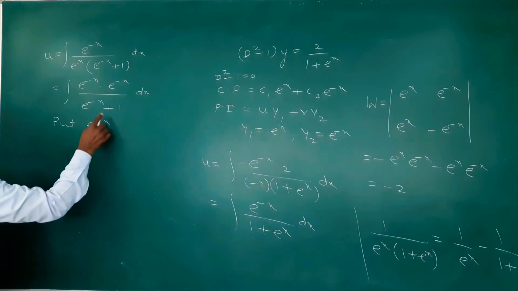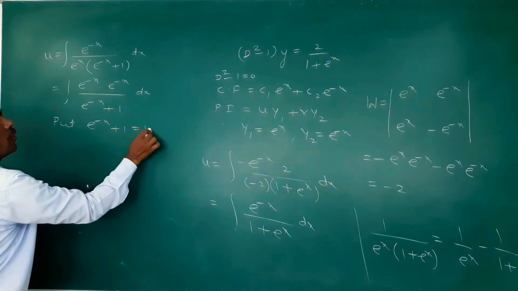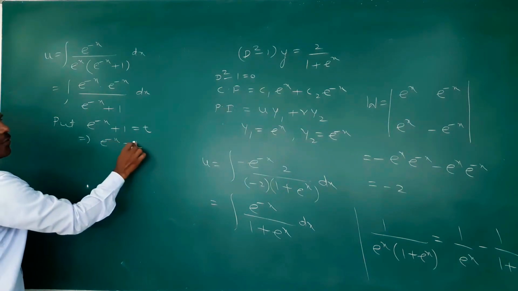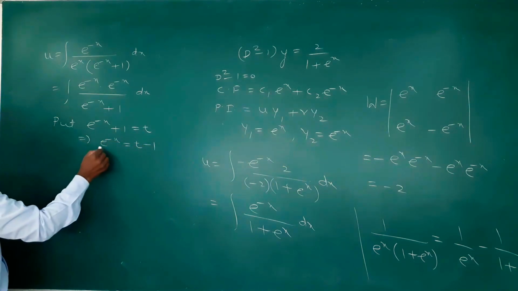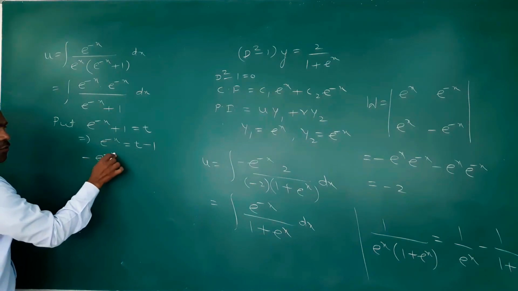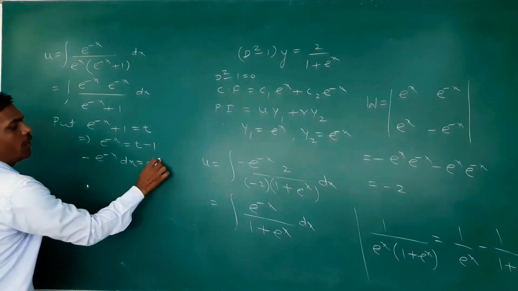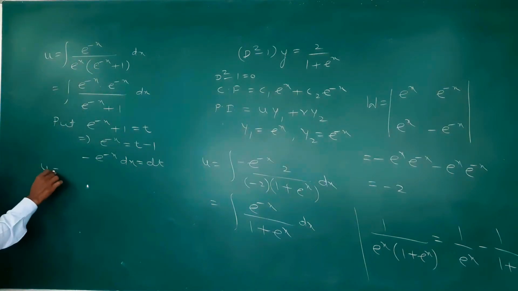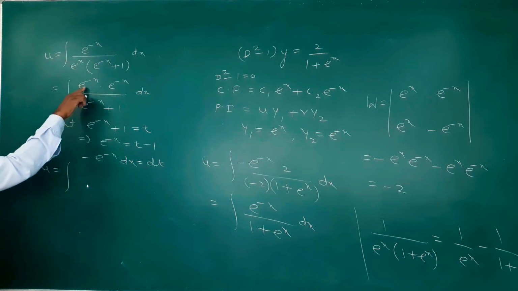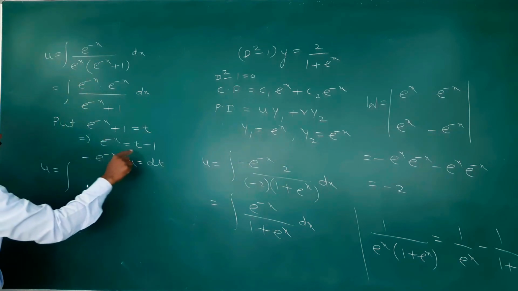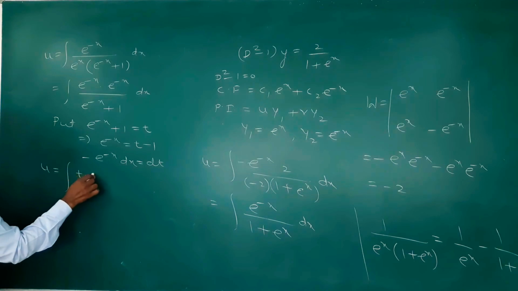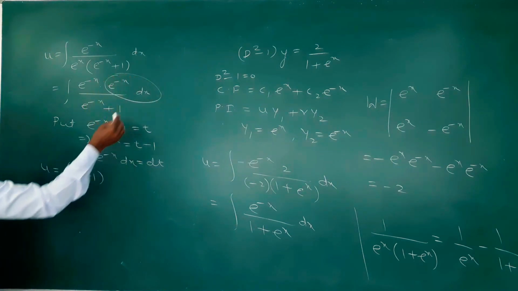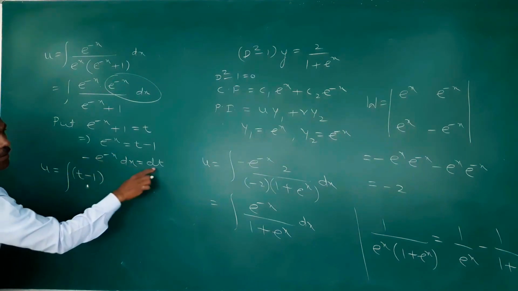Now put e raised to minus x plus 1 equal to t. So what is the value of e raised to minus x? So e raised to minus x is equal to t minus 1. Take the derivative. Minus e raised to minus x dx is equal to dt. So I can substitute these values in our integral. So u is equal to the integration of e raised to minus x. What is the value of e raised to minus x? It is t minus 1. Correct? And e raised to minus x dx, this term, is minus dt.